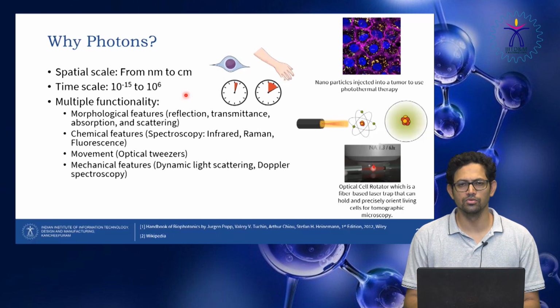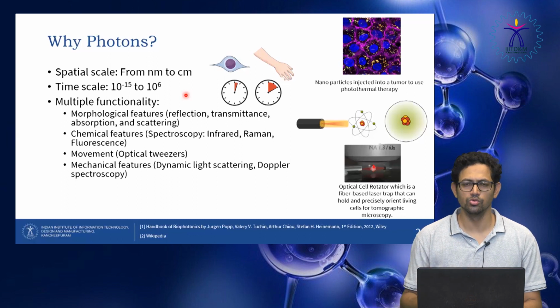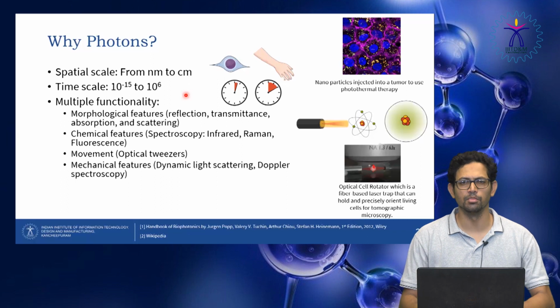We can also quantify the mechanical properties of the tissue. For example, we want to know what is the elasticity of the tissue. We can perform Doppler laser spectroscopy to understand the velocity of the blood flow within the arteries or the veins under the skin of the tissue.